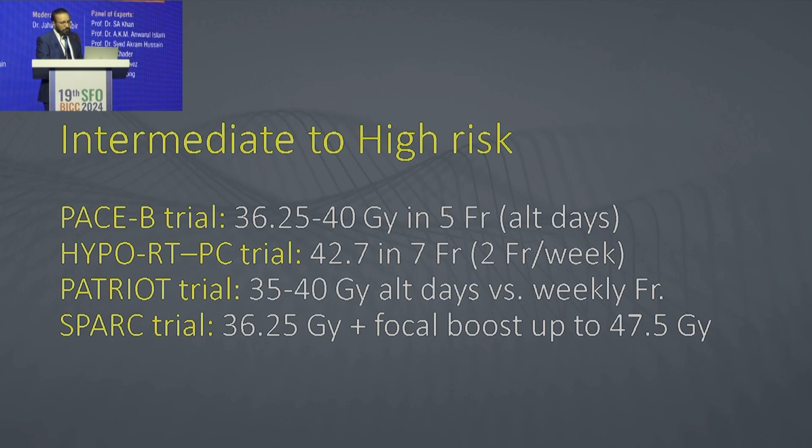Then the hypo-RT-PC trial was using 42.7 Gray in 7 fractions over 2 weeks, so it was 2 fractions per week. The dose per fraction in this trial is a bit lower. The advantage of the hypo-RT-PC trial is that they took even high tier intermediate risk. PACE-B trial only took low tier intermediate risk, so there is a difference. There is a thinking that 40 Gray may not be enough for high tier or high risk patients, but at the moment we are following these doses unless we have better protection for the urethra.